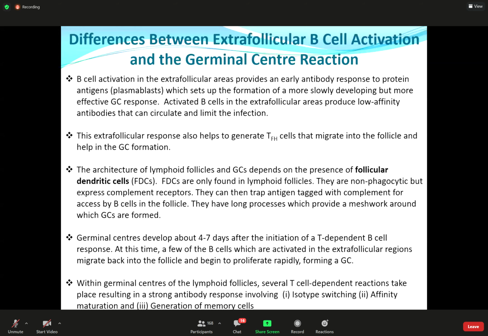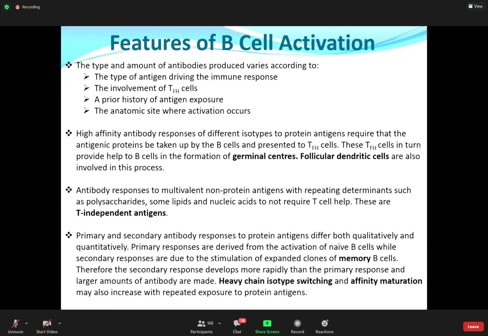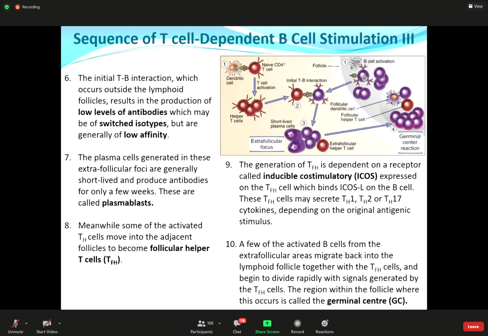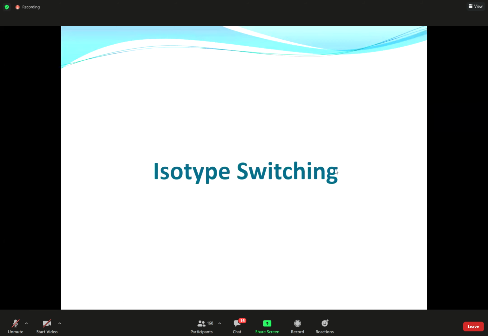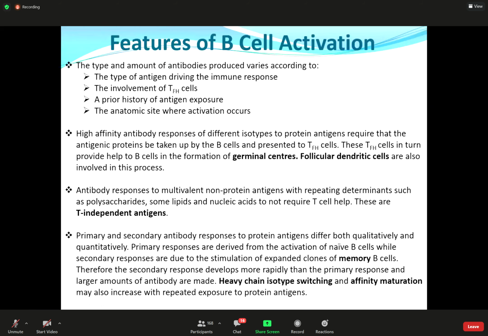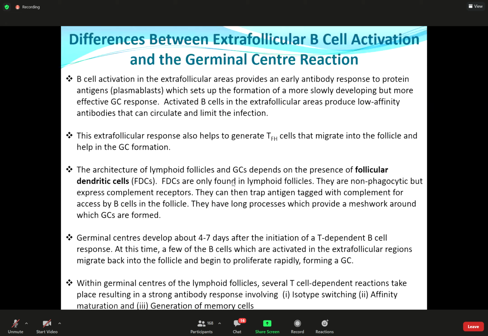This just refers to the difference within that extrafollicular marginal zone, this part, compared to what's happening in the germinal center, where this part is where you're getting the short-lived plasmablasts producing the IgM, but within the germinal centers is where you're getting the further maturation into the isotype switching on the high affinity antibodies.